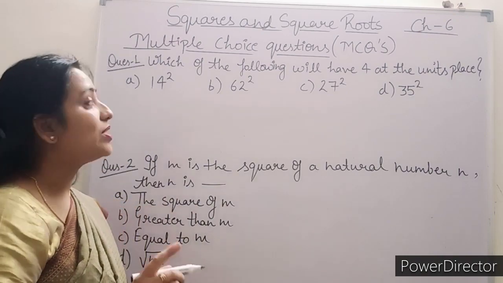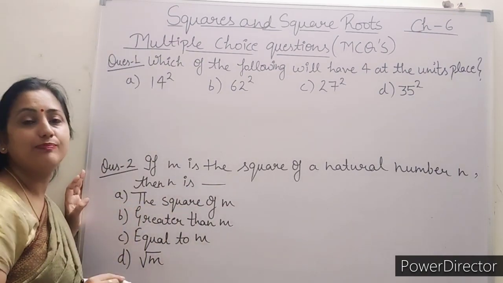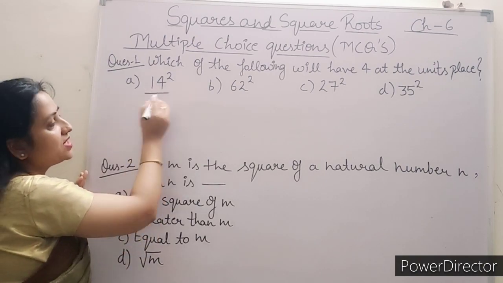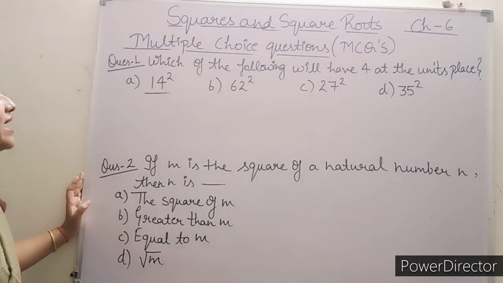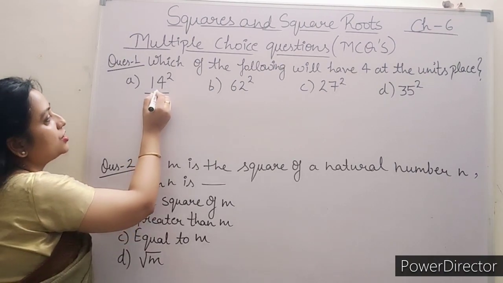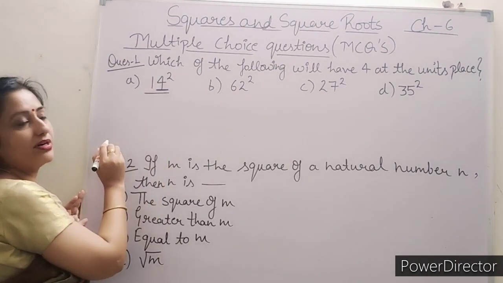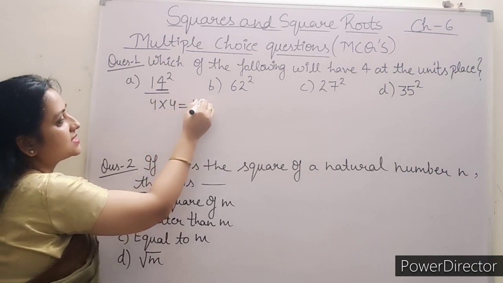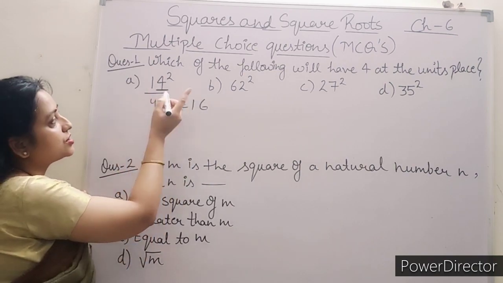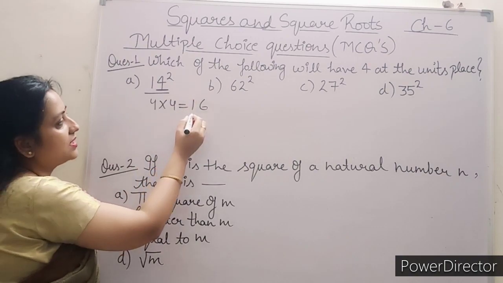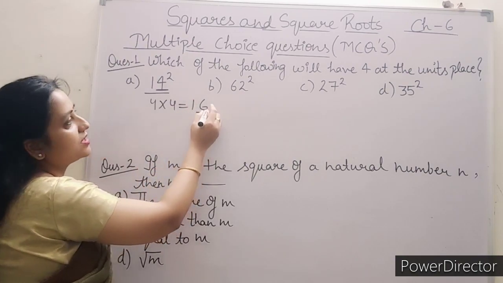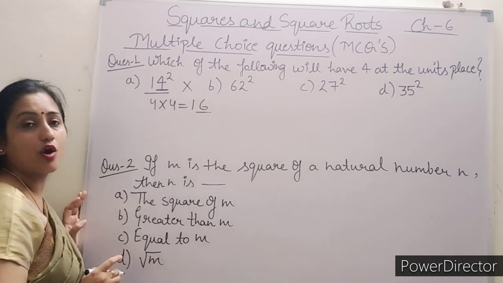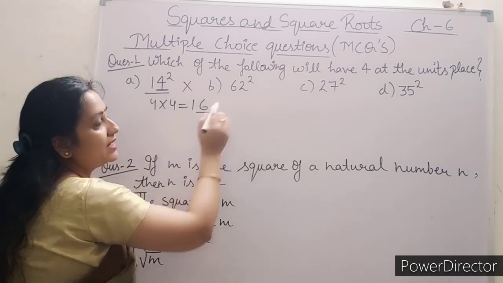It means we only have to check the unit place of these square numbers. The first number is 14 square. We only have to check the unit place of this square number. So 4 into 4 is equal to 16, the square of this number. The unit place is 6, which is incorrect. So this option is incorrect. Now we have to move to part B.